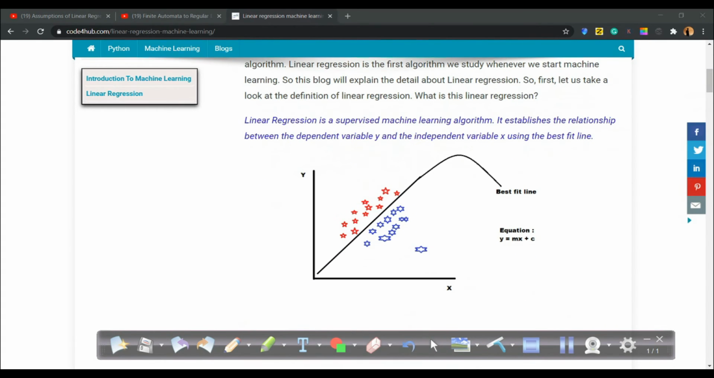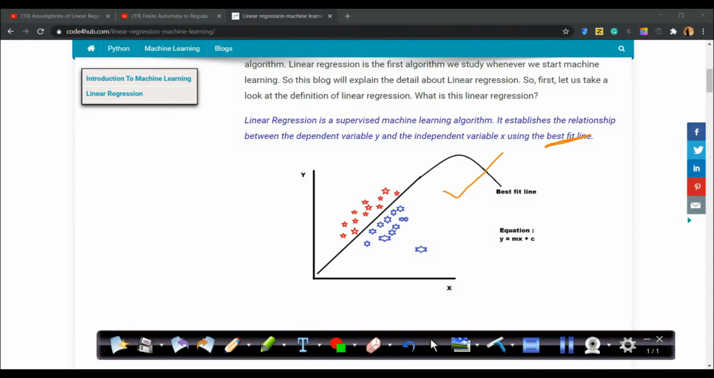Linear regression is a supervised machine learning algorithm. It establishes the relationship between the dependent variable y, I have already told you what a dependent variable is, and the independent variable x, using this best fit line or curve. This is our best fit line, and by using this curve, it shows the relationship between our dependent and independent variables.